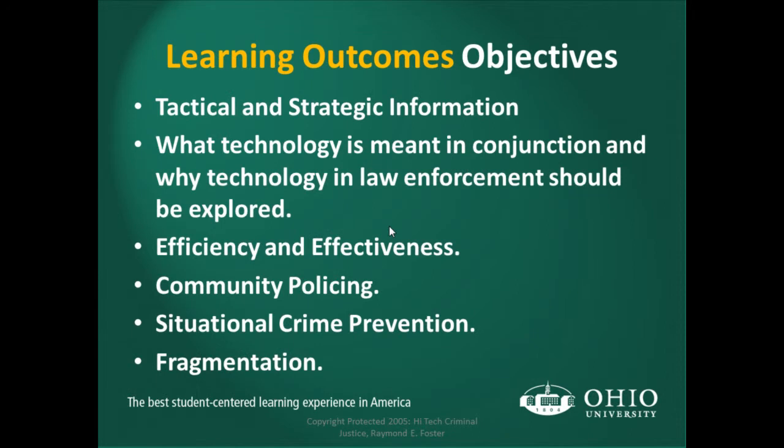The learning outcomes for this chapter are: the difference between tactical and strategic information, what technology means in conjunction with law enforcement, and why technology and law enforcement should be explored. We'll talk about the different perspectives: efficiency versus effectiveness, which tends to confuse a lot of people, community policing, situational crime prevention, and the last one, fragmentation. Fragmentation has two different viewpoints, and we'll talk about the one we're most concerned with via technology.